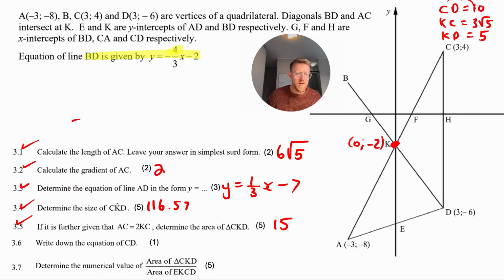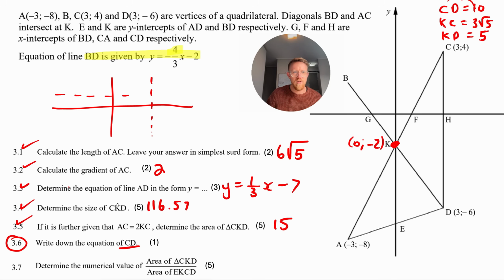This question 3.6 says, write down the equation of CD. So CD is this line over here. So that's going to be quite an easy one, but let me just remind you, if you have a hyperbola, and you've often got these, so let's say you had a hyperbola like that, what do we call these dotted lines? Obviously they're called asymptotes, but what kind of equation does this vertical asymptote normally have? Doesn't it normally say x equals something? So that's exactly what we have here.